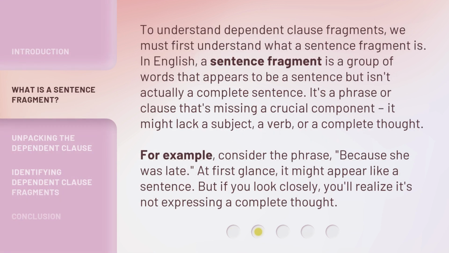To understand dependent clause fragments, we must first understand what a sentence fragment is. In English, a sentence fragment is a group of words that appears to be a sentence but isn't actually a complete sentence. It's a phrase or clause that's missing a crucial component. It might lack a subject, a verb, or a complete thought.